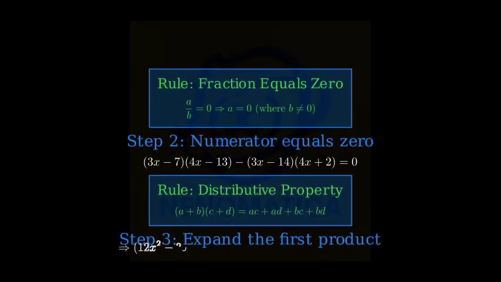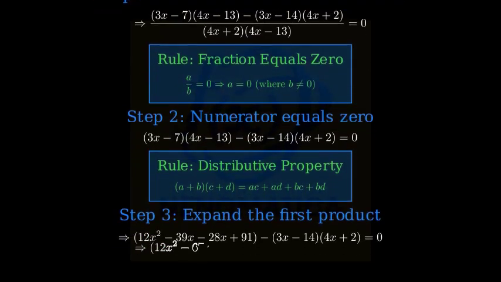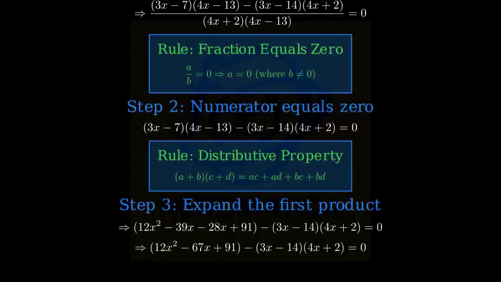Now, let's expand the second product. 3x minus 14 multiplied by 4x plus 2. We get 12x squared plus 6x minus 56x minus 28, which simplifies to 12x squared minus 50x minus 28. Next, we'll combine like terms.